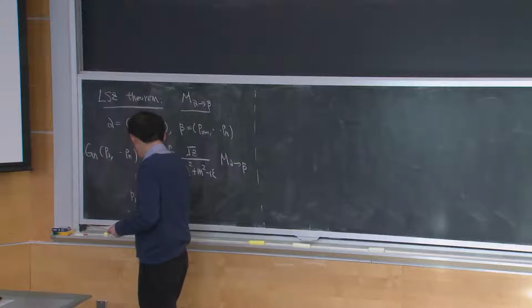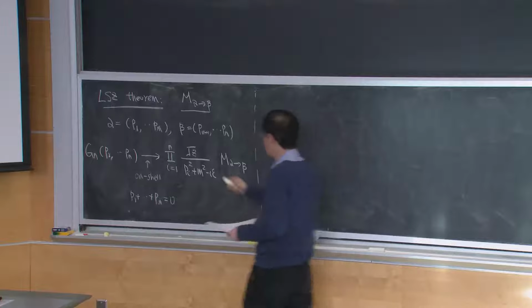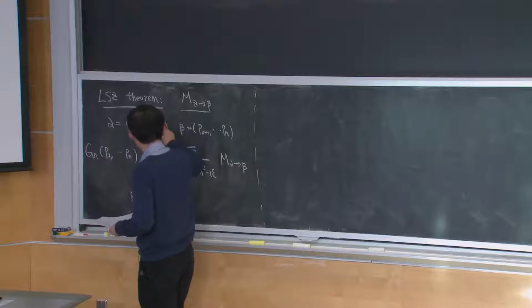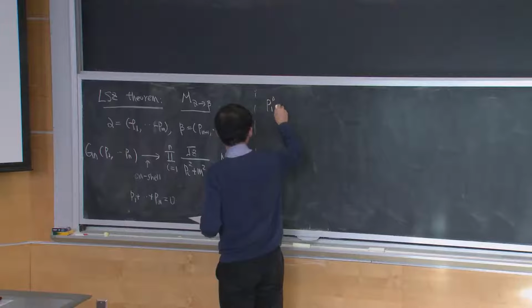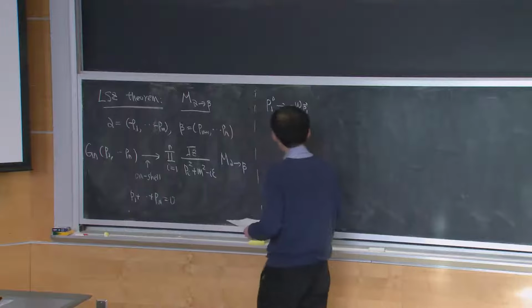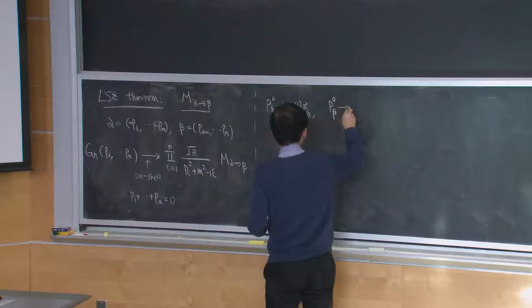And in the on-shell limit, for the initial momentum, actually I should call it minus p, minus p m, you take p1 0 to be minus omega p1. For the final momentum, say p beta, you take p beta 0 to go to omega p beta, with the plus sign. That's how you distinguish the initial state from the final state.